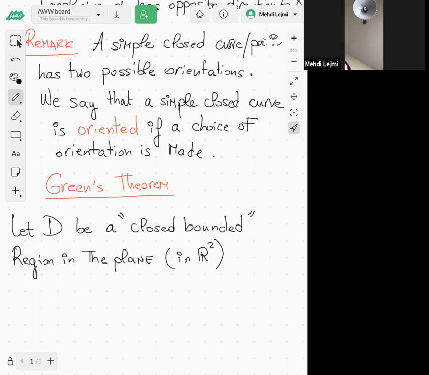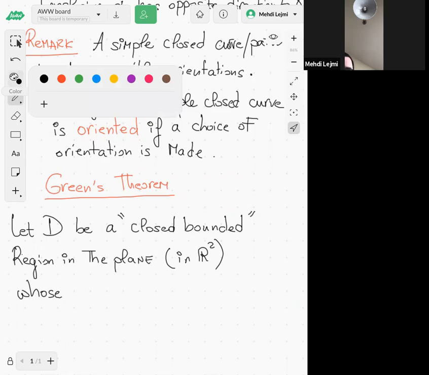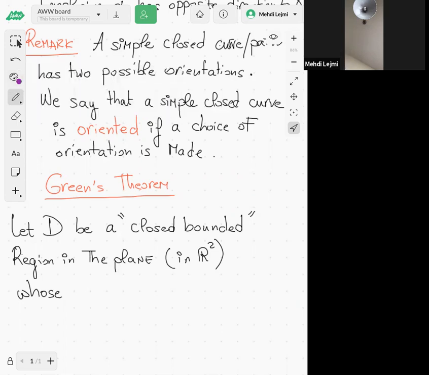Okay, and so it's some region in the plane and whose boundary... so you can imagine your D is just some closed bounded region in the space. Okay, so this is my D here.